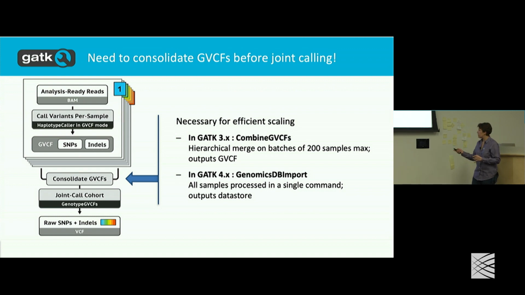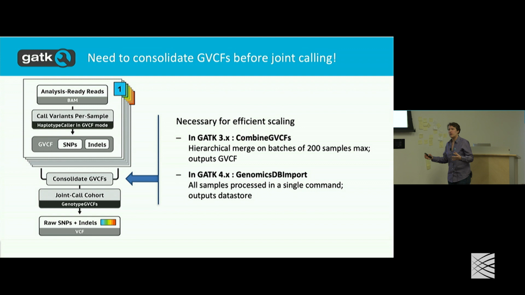And there's two ways to do that. In the old GATK 3, we had a tool that just hierarchically combines the files into one mega GVCF file. But that's very slow. It scales very poorly. And you have to do it in batches of 200 at a time. That can introduce batch effects. It's not an elegant solution.